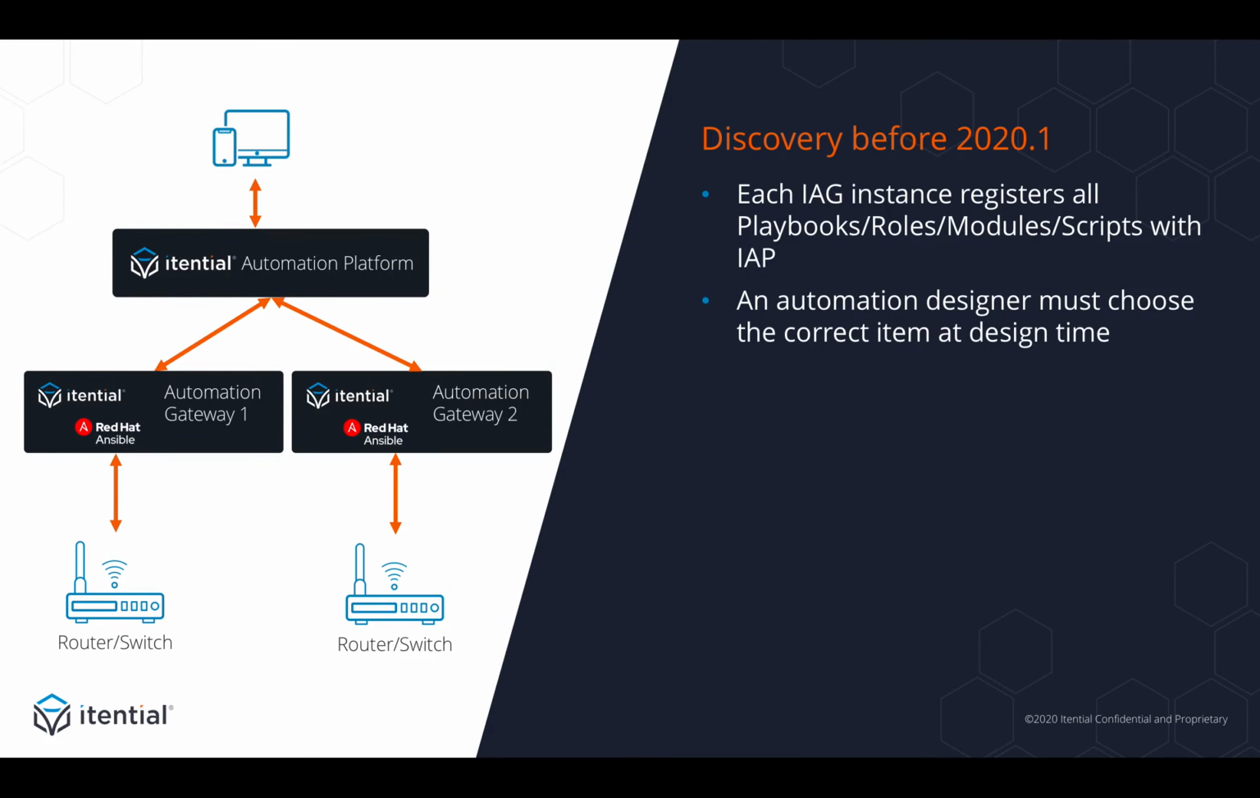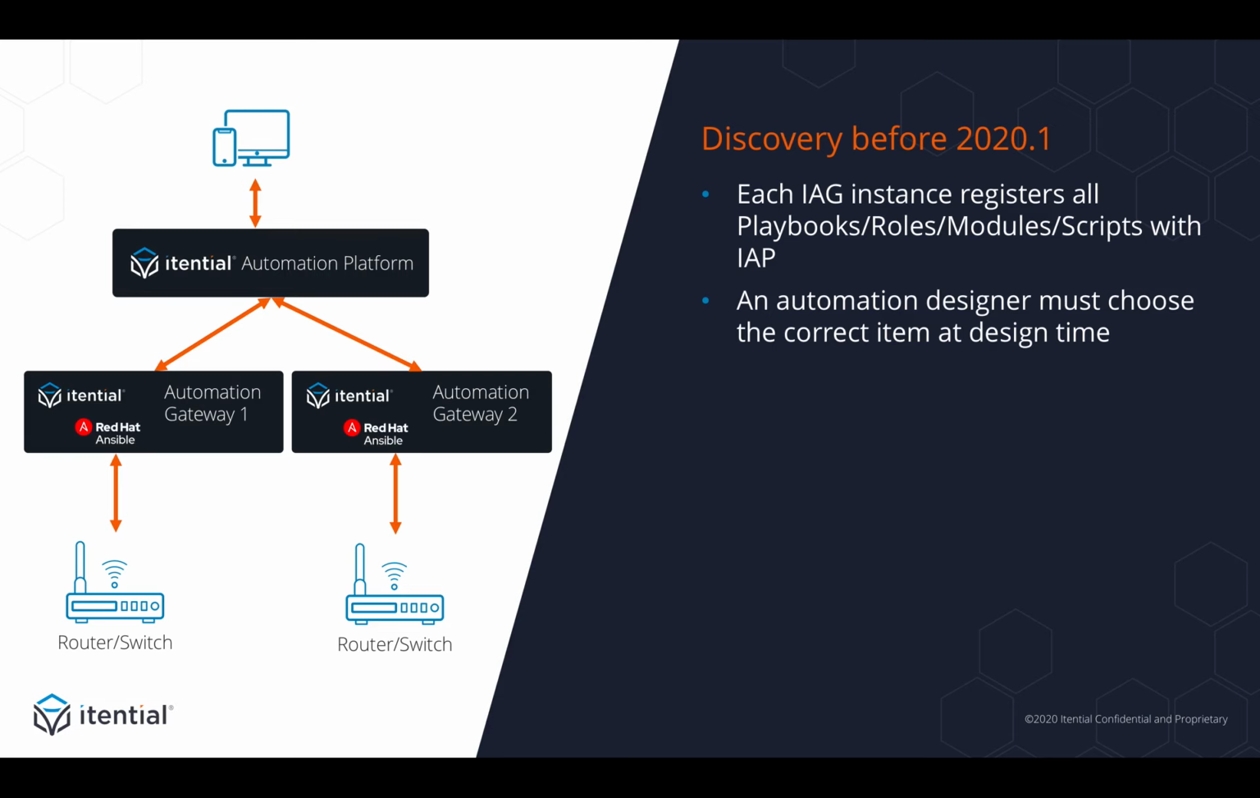In a typical deployment of Itential Automation Platform, we have several automation gateways that contain all of your network scripts, all of your playbooks, roles, modules, collections from Ansible, as well as all of your Terraform integrations. And those automation gateways register all of their resources, all of their devices back to IAP. An automation designer can then choose which task, which item to run on those specific automation gateways.